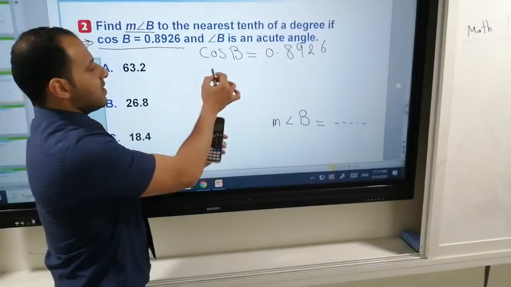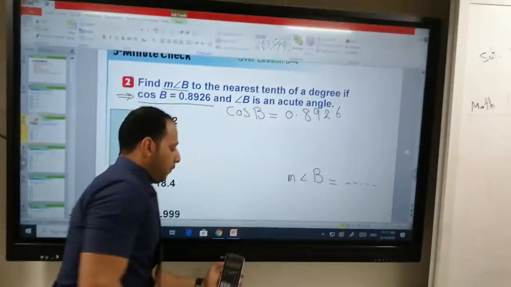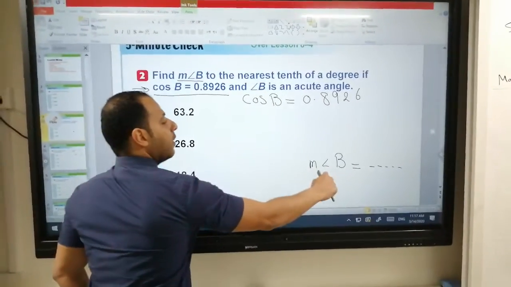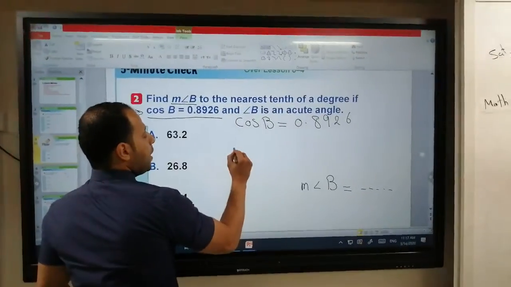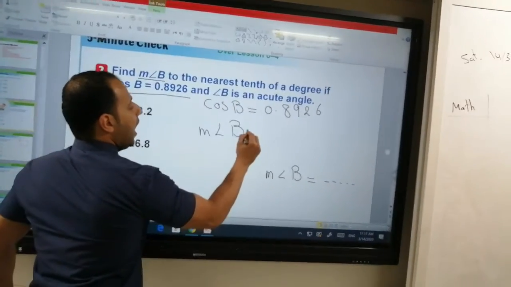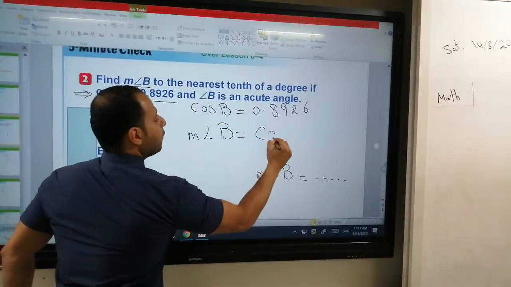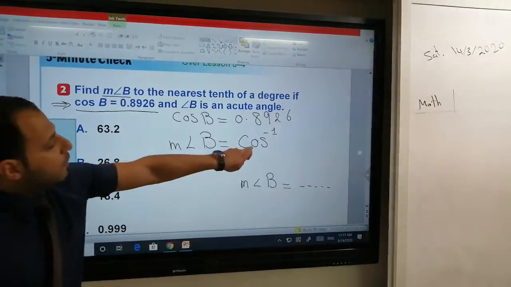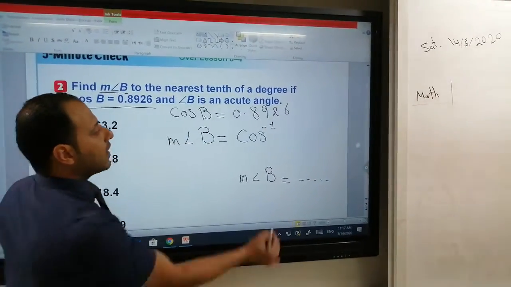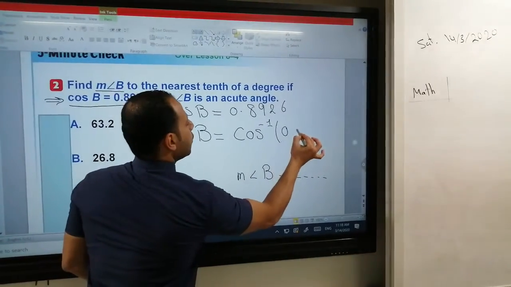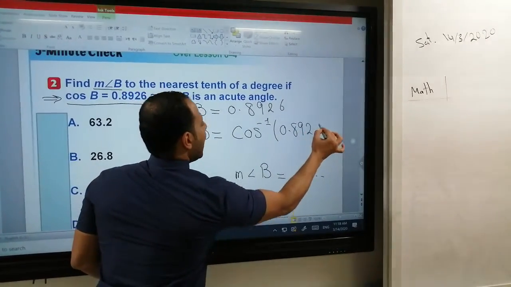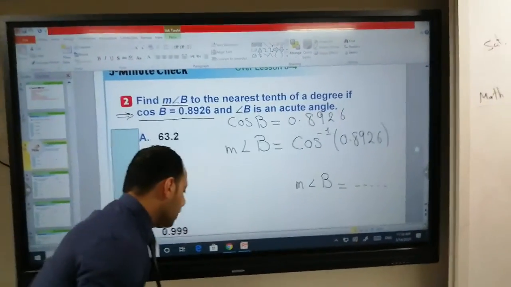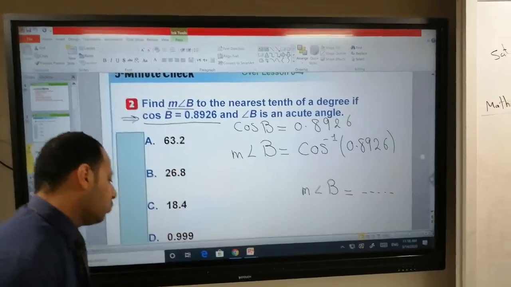So I just write here the steps. This is the first from the lesson, and then after that I'm going to what? Measure of the angle. To find measure of angle B, I just press shift cosine. It gives you cosine negative 1. Cosine negative 1 of what? Of the value of the cosine, or the value of the ratio that is given. And then press equal. It will be 26.7.